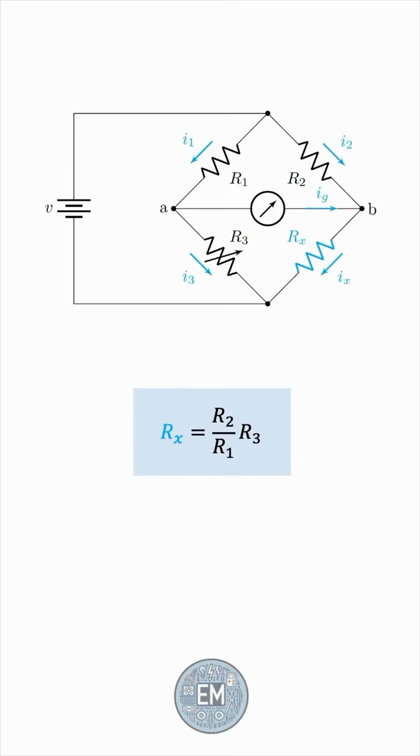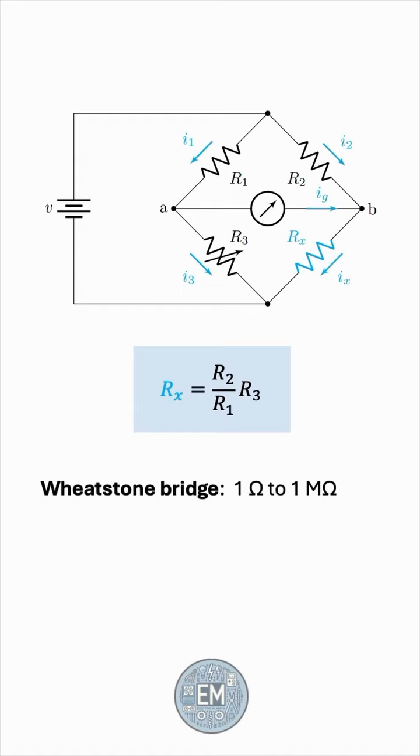Finally, the Wheatstone bridge is precise in measuring resistances in the mid-range, say 1 ohm to 1 megaohm. If you have a smaller resistance, you would need a milliohm meter to measure it. And if it's higher, then you better use a megger.